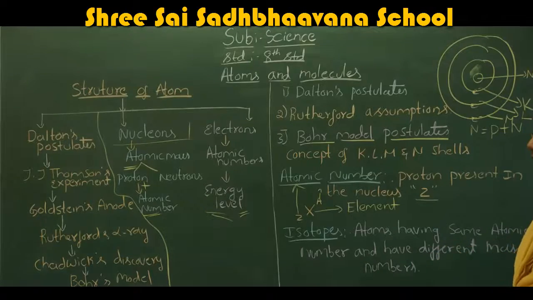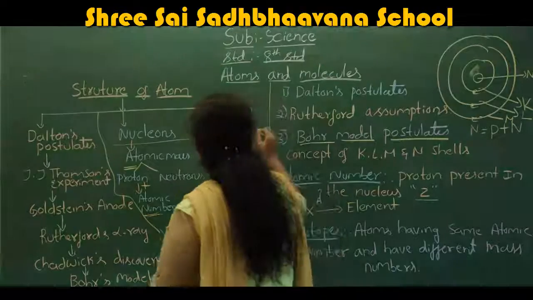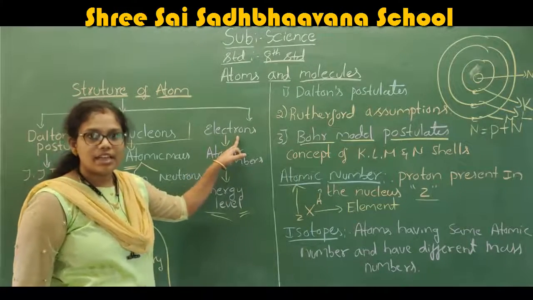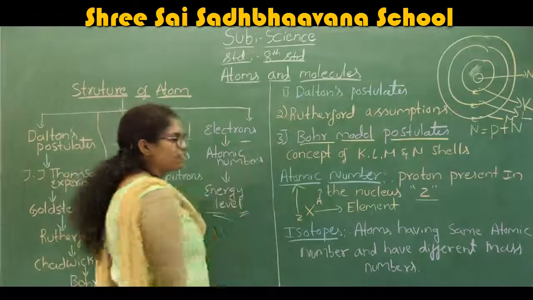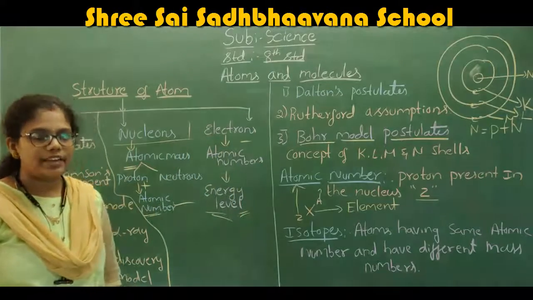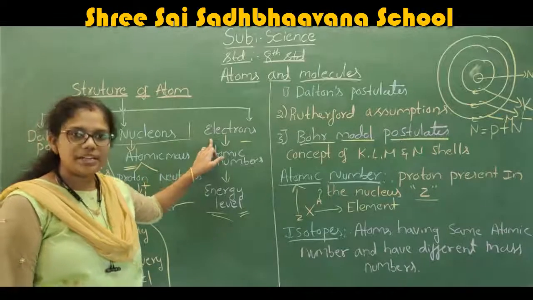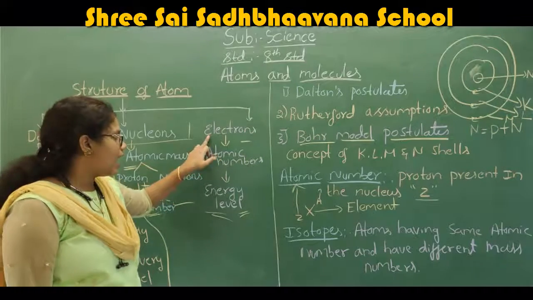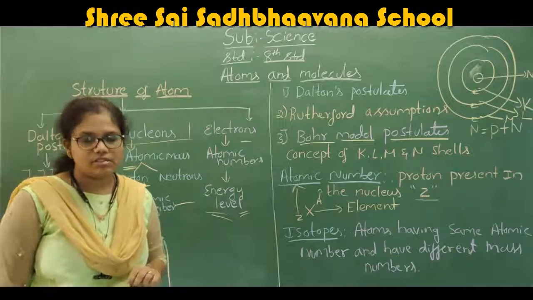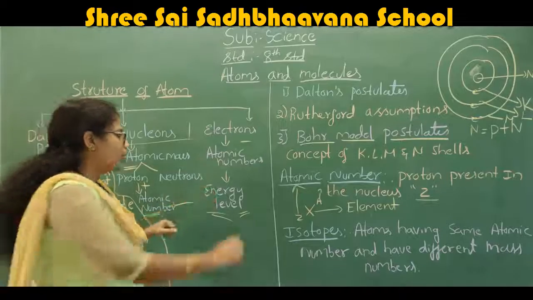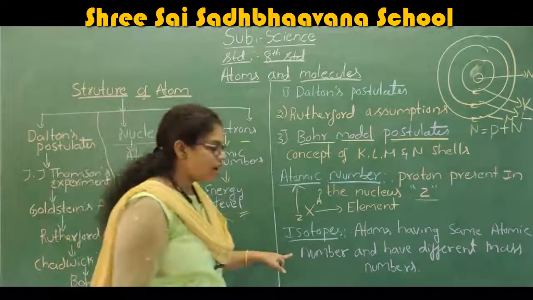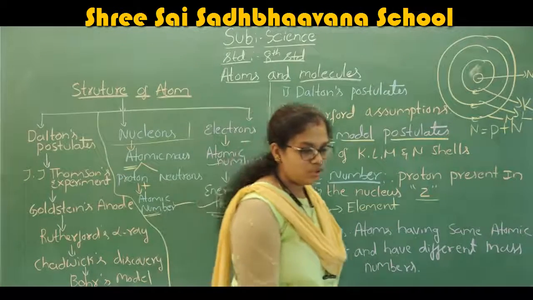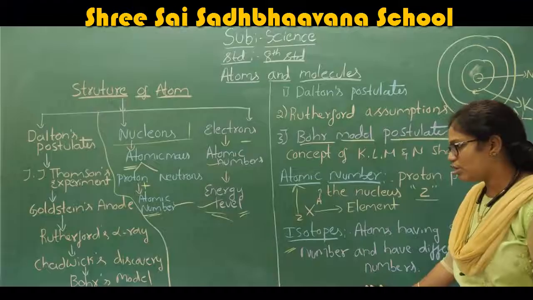The last concept of this chapter. Okay, we completed the electrons and the atomic number. What are electrons? Electrons are negatively charged particles present in the atom. We already know the atomic number and the energy level. And the last concept of this chapter is isotopes.